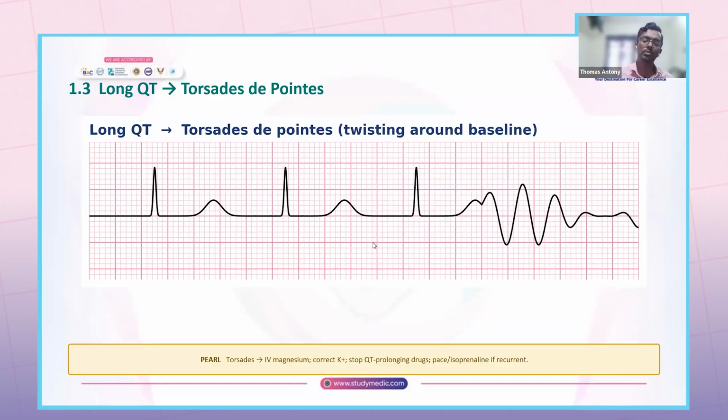Why is that? Because the amplitude goes on increasing and decreasing. So, okay. So in Torsades, the treatment of choice is IV magnesium, correct potassium, and stop QT prolonging drugs. Okay. So why? Because QT prolonging drugs can predispose to torsades de pointes.